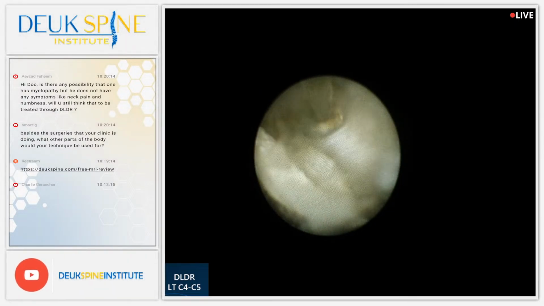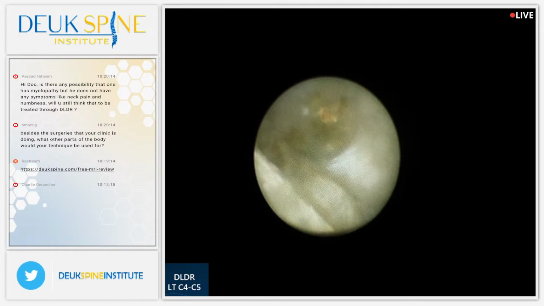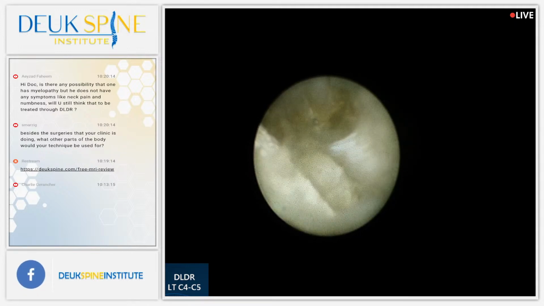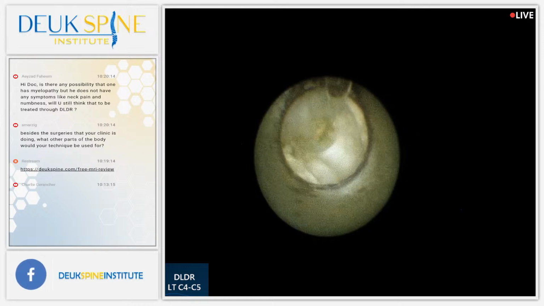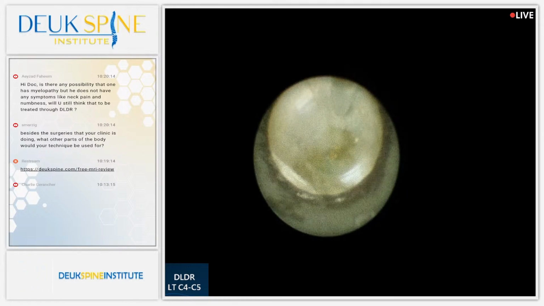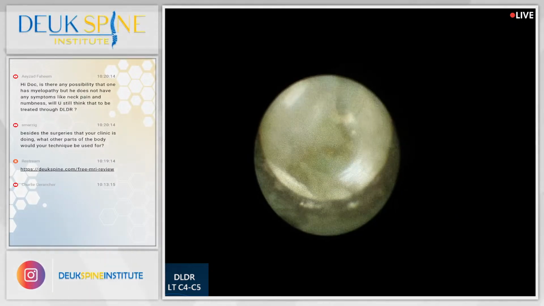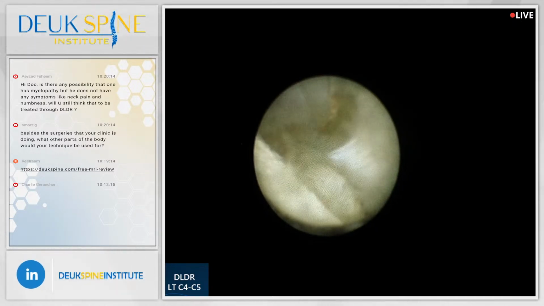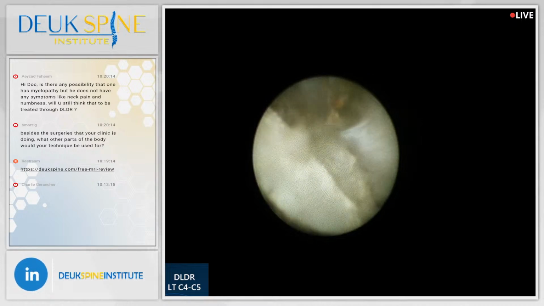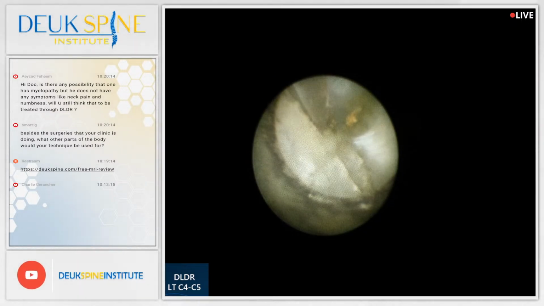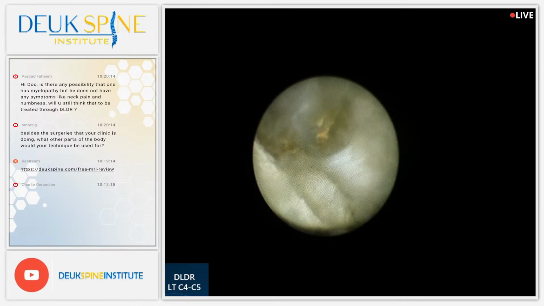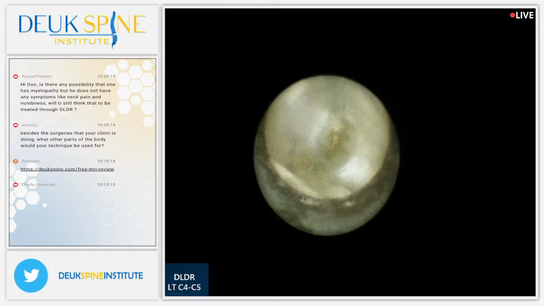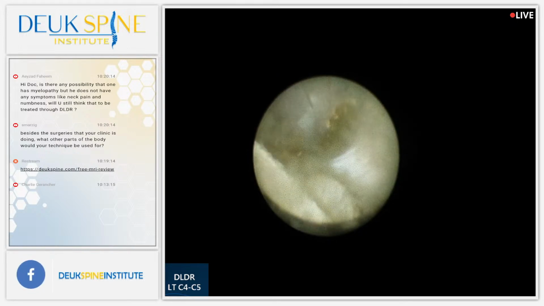Asking, besides the surgeries that your clinic is doing, what other parts of the body would your technique be used for? Wow. Well, Smarzig, the Duke laser disc repair is used for only one thing: herniated discs, bulging discs, degenerated discs, all right? Spine. The Duke plasma rhizotomy is used for the spine, for painful facet joints, the SI joint, the piriformis, the shoulder, the knee, the hip, okay?